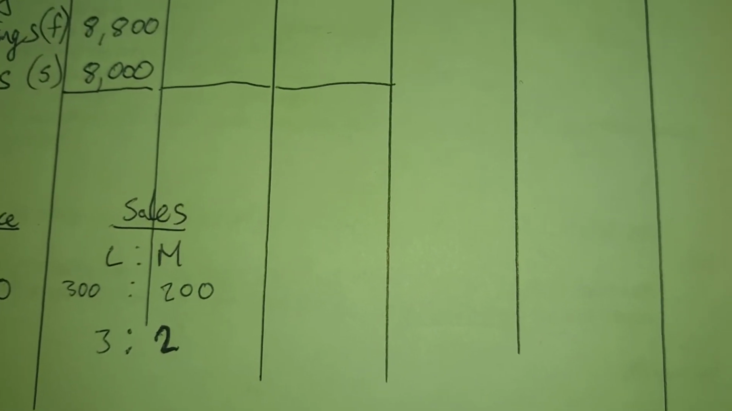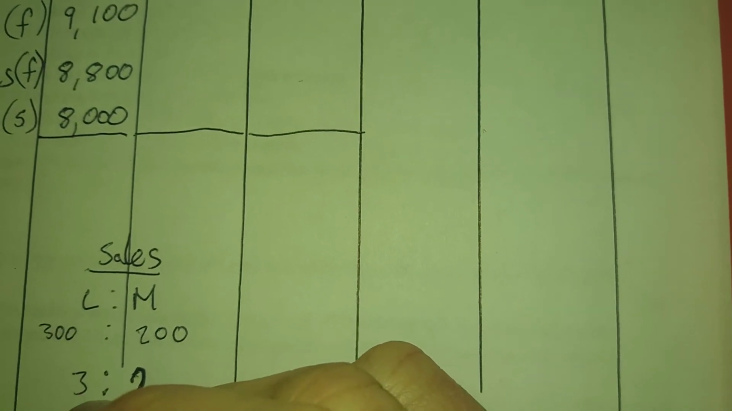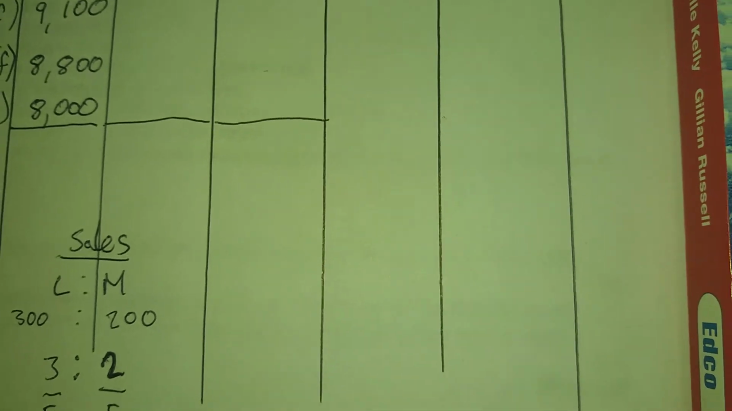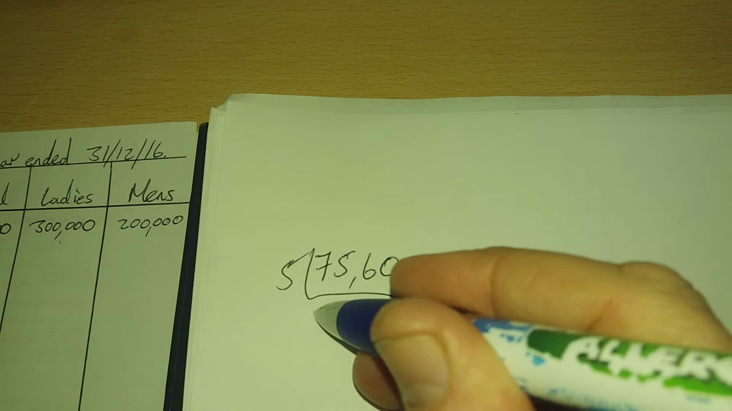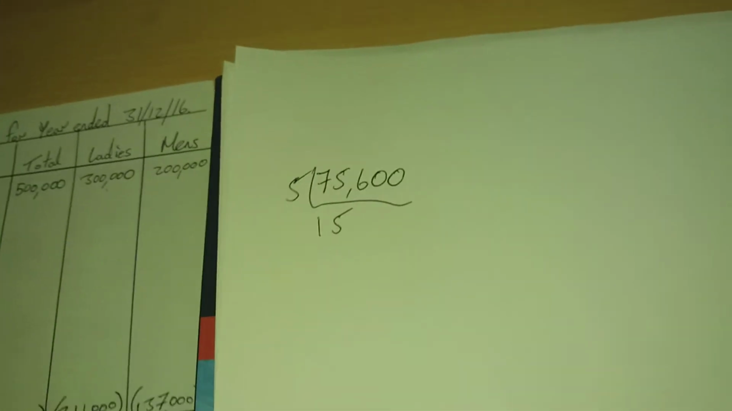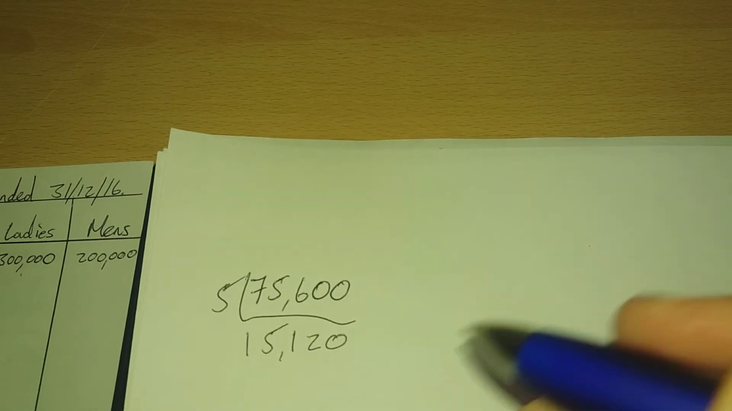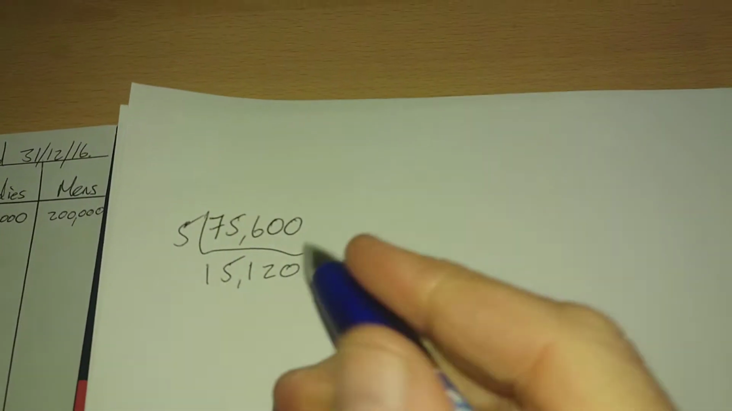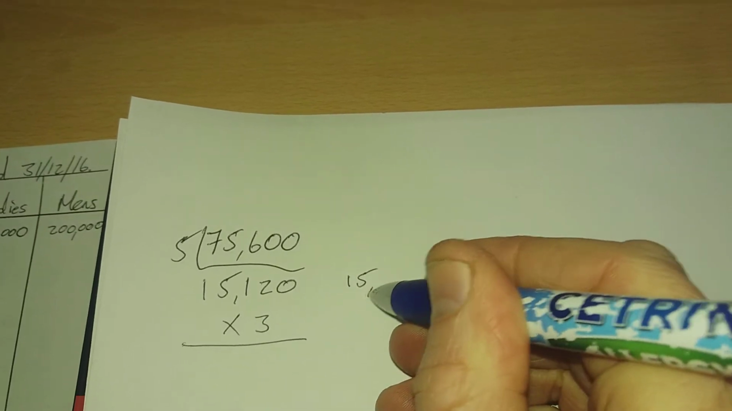3:2. The way we do it is we add the two sides. 3 and 2 is 5. So if you like, we have 3/5 and 2/5. So we get 1/5 first by dividing by 5. Now I better be careful actually, I'll do this in the calculator just in case. 15,120. Okay, and we want 3/5 and 2/5. So to get 3/5 first, I'm going to multiply by 3, and then afterwards I'm going to multiply it by 2.